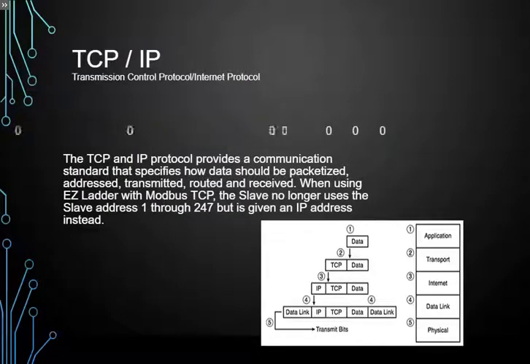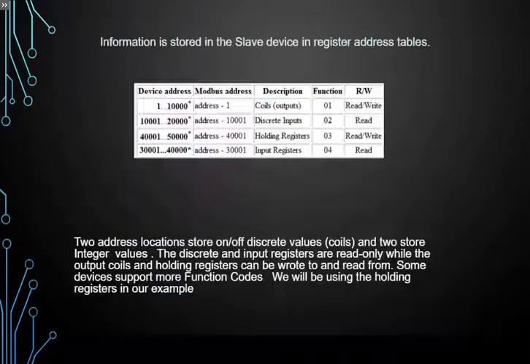The data bits are packaged somewhat differently while they travel over TCP/IP networks. The main thing to note from a user's point of view is that the slave no longer has a slave ID number, but has an IP address, and can be much larger than the 247 nodes that a serial network supports.